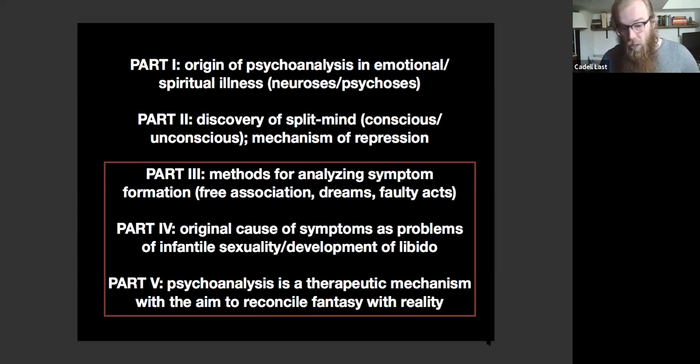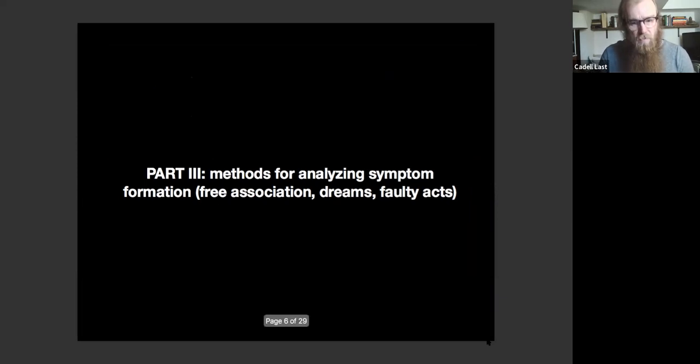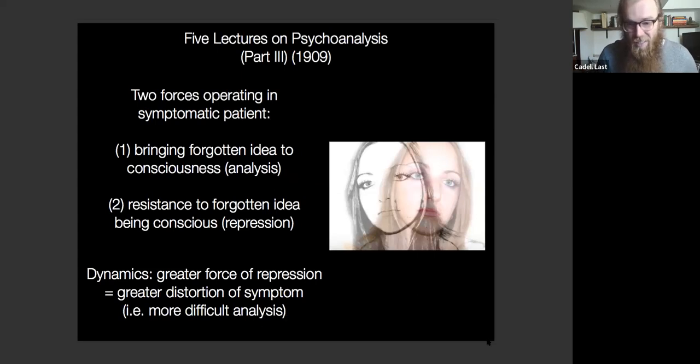We're going to go into the original cause of symptoms as problems of infantile sexuality and the development of the libido. And we're going to go into, finally, the aim, ultimately, of psychoanalysis as a therapeutic mechanism to deal with the sort of discord or the asymmetry between our fantasies and reality. So first, the methods for analyzing symptom formation, namely free association, dream interpretation, and faulty acts, which I think gets less attention, but it's extremely interesting to pay attention to all of the bungled actions that we engage in day-to-day life.